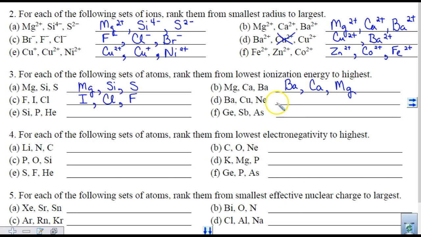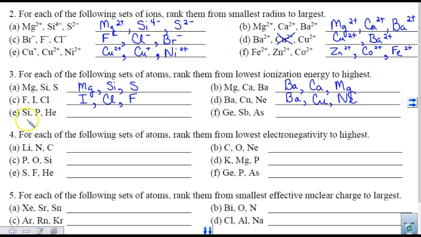All right. Since neon is the element that is closest to the upper right-hand corner of the periodic table, we know that it is going to have the highest ionization energy. Barium is in the opposite corner, so barium is going to have the lowest. And since copper is somewhere in the middle, it's our second element.